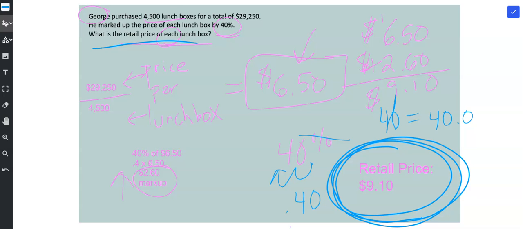Let's reread the question, make sure we answer the question. What is the retail price of each lunchbox? So this is the retail price, the price that George set for the lunchbox so he can make a profit. So he bought each lunchbox for $6.50. He's going to sell it for $9.10 so that he makes a profit off of these lunchboxes.